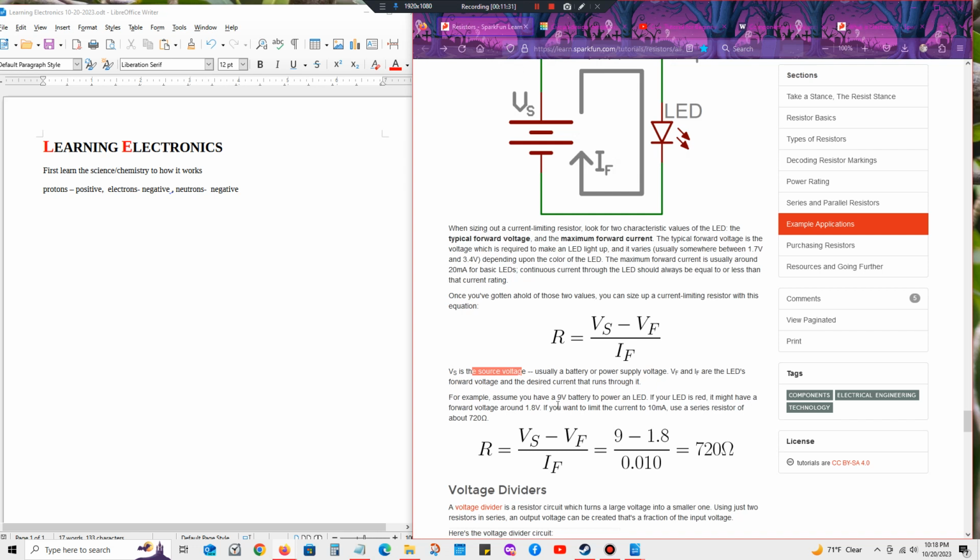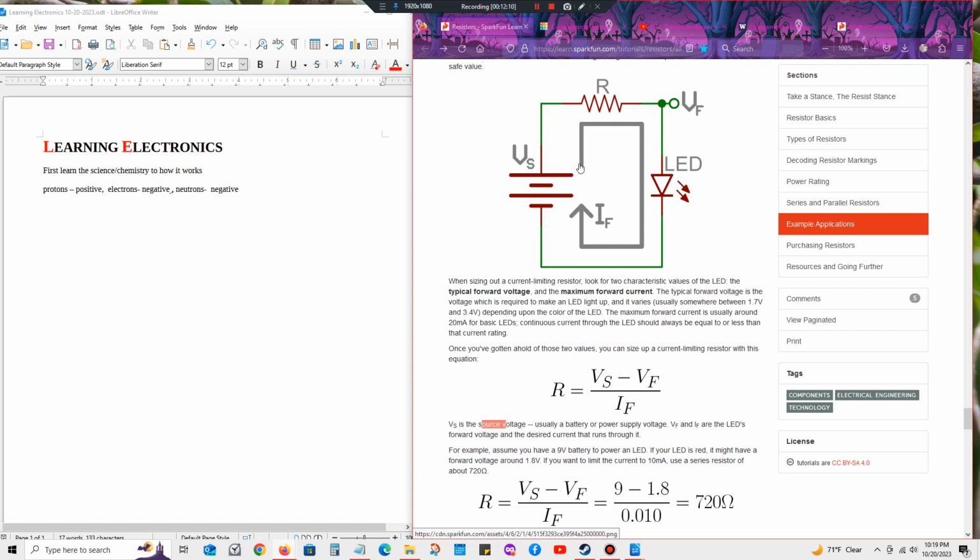And it says, for example, assume you have a 9 volt battery to power an LED. The LED is red. It might have a forward voltage VF of 1.8 volts. So VF is 1.8. And since you're using a 9 volt battery, that's the VS, the source voltage, which is 9. You're going to subtract that, and the IF. It says if you want to limit the current, so I stands for current forward, right? Forward current, IF.